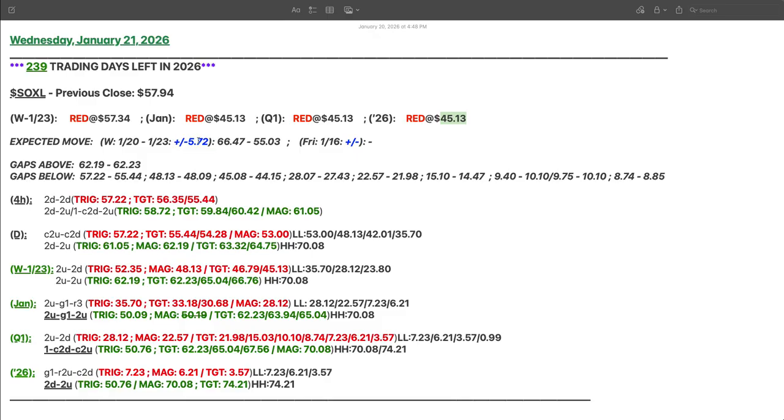We know the market maker's expected move for the week is plus or minus $5.72 from the close of Friday's price, which gives us a range of 66.47 to 55.03. We know that we've got a small gap still left above from 62.19 to 62.23, but then we know where all the gaps are below as well. We know from a scalping perspective, we're looking for higher lows at or above the opening print level to get into calls, or we're looking for lower highs at or below opening print to get into puts.